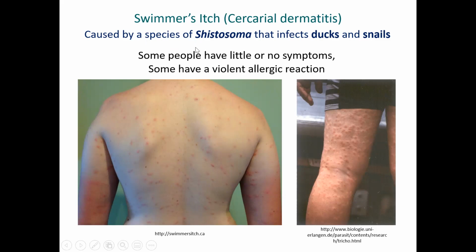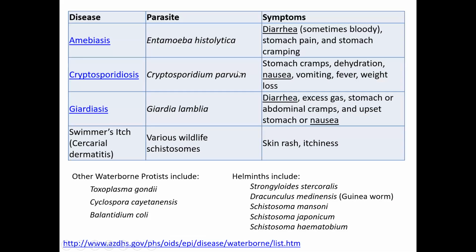Okay, so that's kind of the one parasitic worm to know a little bit about for this class. Like I said, there are a bunch of other parasites out there that are waterborne, and you can look them up if you want. Toxoplasma is more associated with cat litter than water, but it can be spread by water and so on. But I'm not going to focus in on any of those at all.